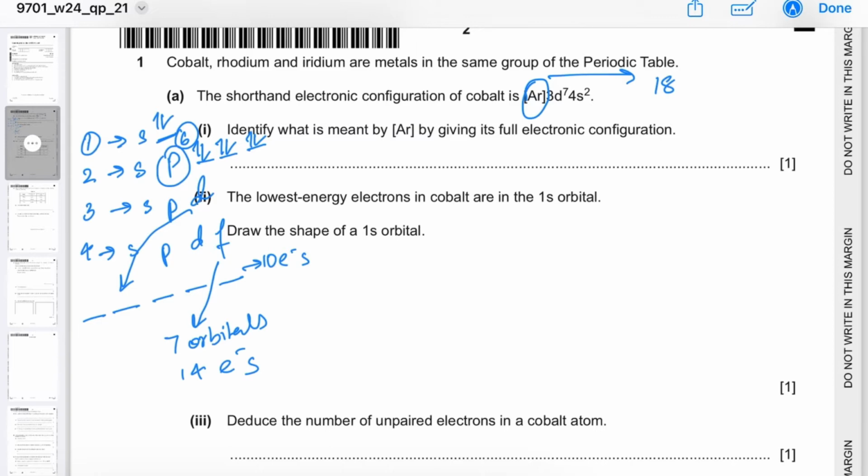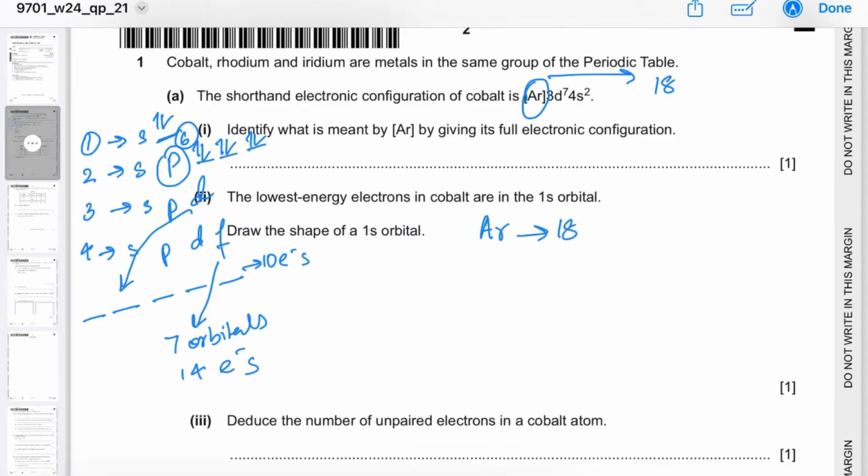The way that we fill up these orbitals, or the way that we write electronic configuration, is that the lowest energy subshells are filled first, meaning the subshells that are closer to the nucleus are filled before those that are further away from the nucleus, with a few exceptions. For example, the 3d orbital is filled before the 4s orbital.